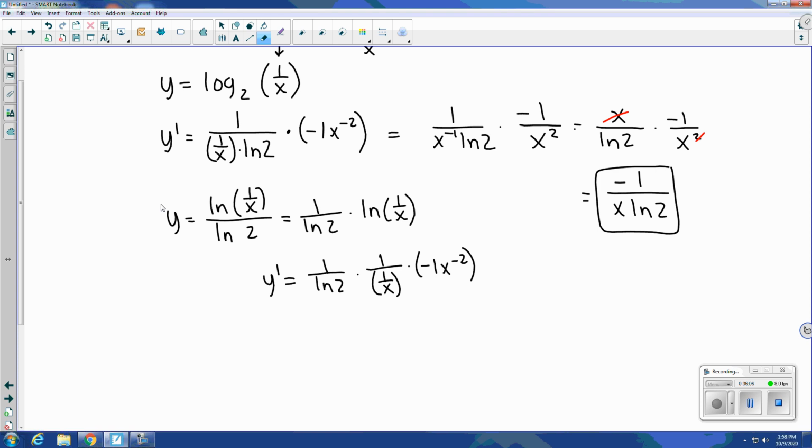Let's clean up the math here. Dividing by 1 over x is the same thing as multiplying by the reciprocal, which is just x. So we're going to have times x times negative 1 over x squared. You'll see we get that cancellation again, and we get the same exact answer as before. So change of base proving to be valid once again.